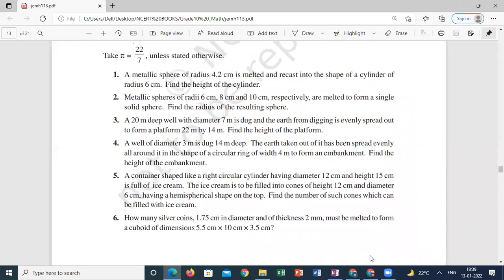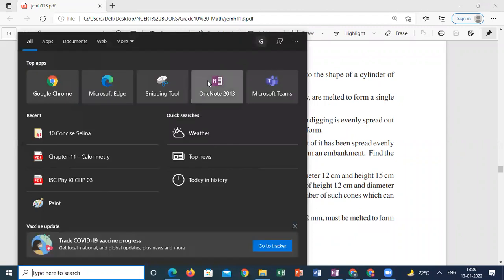So 2 questions we have done, am I right? 2 questions we completed, or 3? Students, please respond. How many questions did we complete? 2 or 3? 3, sir. So try the 4th question. Try to depict the diagram which represents the 4th question.